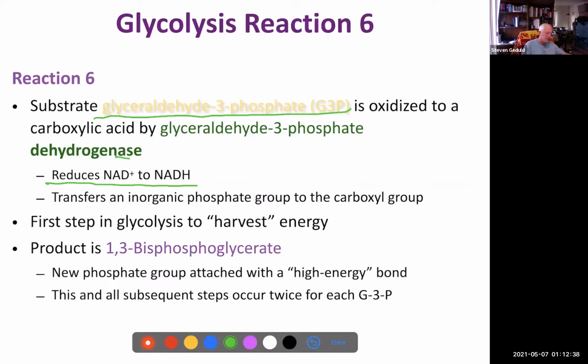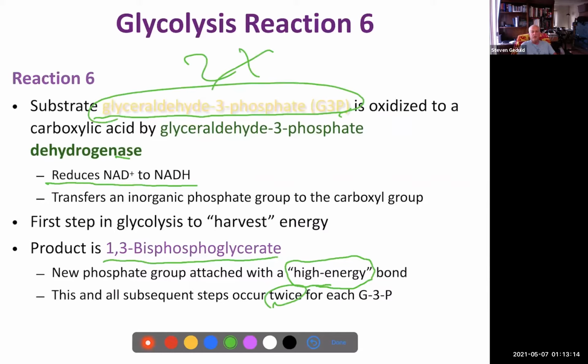So this step of glycolysis is to harvest energy, bring it in. The product from glyceraldehyde 3-phosphate is going to be 1,3-bisphosphoglycerate. That's going to be a product that's being formed. So a new phosphate group attached with a high energy bond. These high energy bonds are going to be used to create more ATP to generate energy for the body. The ATP is the energy currency that the body uses. Now, every step from now on is going to occur twice because we've got 2 molecules of glyceraldehyde 3-phosphate. So now we're going to double everything because we generated 2 of them in the production of it.